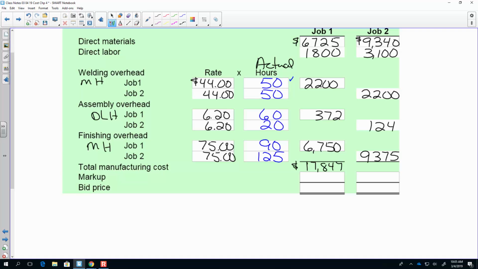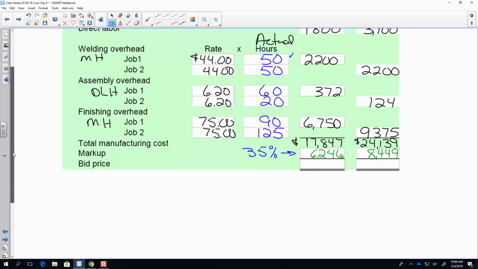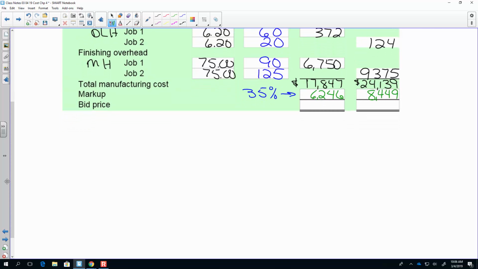How's my math, guys? So far, so good? 24,139 is my cost for job two. I'm going to put the markup in blue at 35%. And just round it again to the whole dollar amount. I'm going to move it up again so those in back can see. Am I good so far?